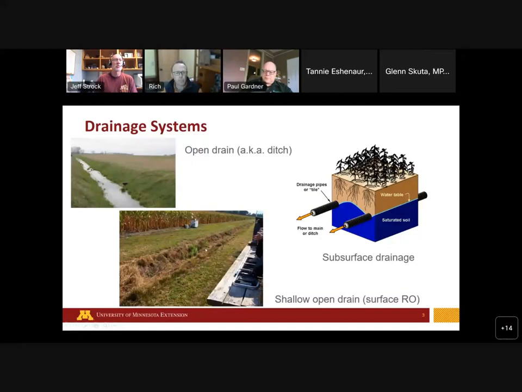Now, one of the things I should preface some of my comments with is that drainage in the state of Minnesota has been around, and actually drainage in the United States has been around for a very long time. Drainage in the U.S. has been around since about the 1600s, so the 17th century. Here in Minnesota, we actually had our first drainage law before we became a state. So drainage has been really important to the state of Minnesota for quite a long time.